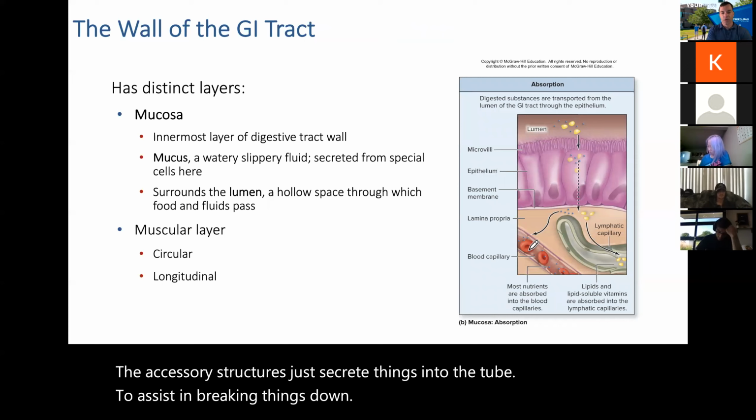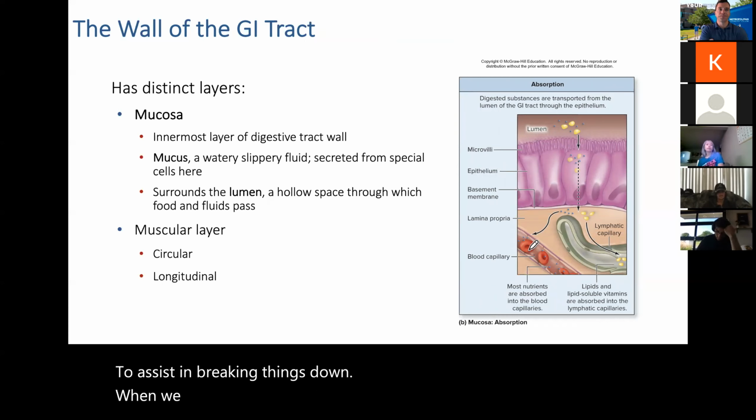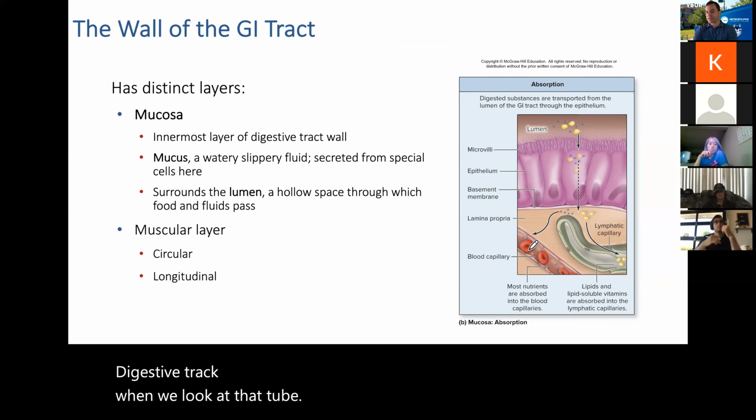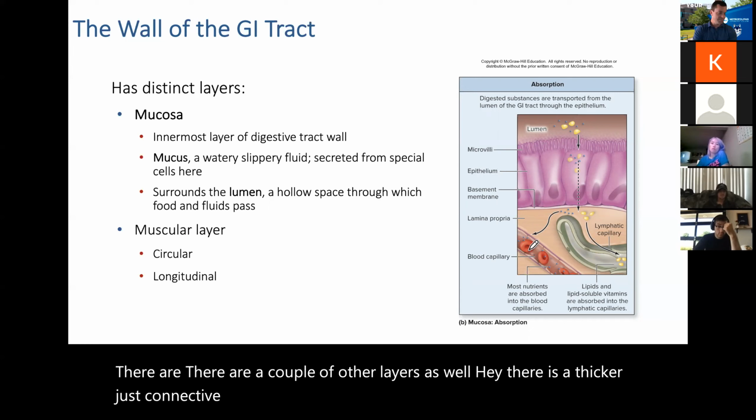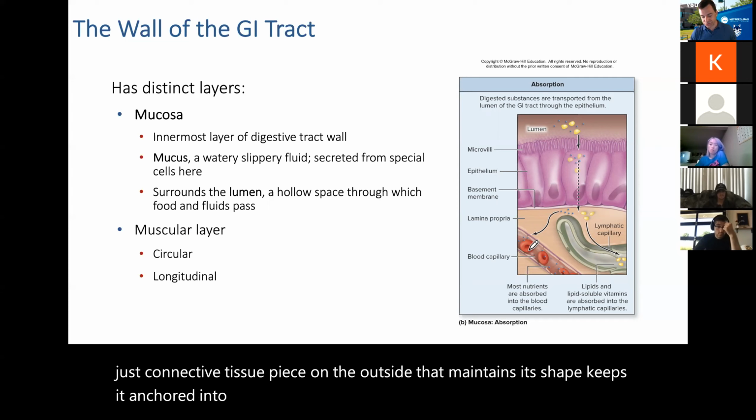Okay. When we look at the digestive tract, when we look at that tube, it has some very distinct layers. It has a mucosa and it has a muscular layer. And there are a couple other layers as well. There's a thicker, just connective tissue piece on the outside that maintains its shape, keeps it anchored in, along with some of the surrounding structures.